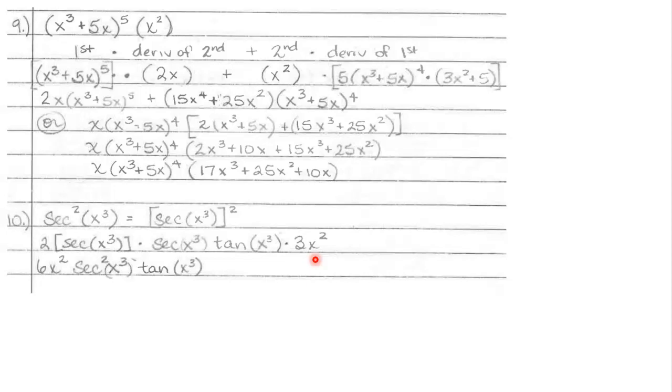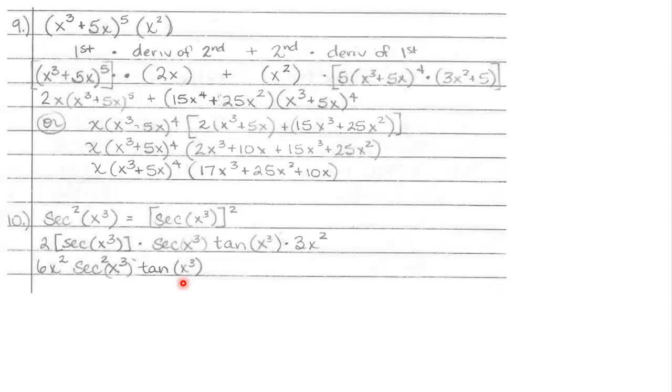So about the only simplification I could do, put the 3x squared together with this 2 out here. That would be 6x squared. And then here I have a secant x cubed to the first, and here I have a secant x cubed to the first. So if I multiply those, that would just give me secant x cubed to the second. And then I still have my tangent x cubed as well.